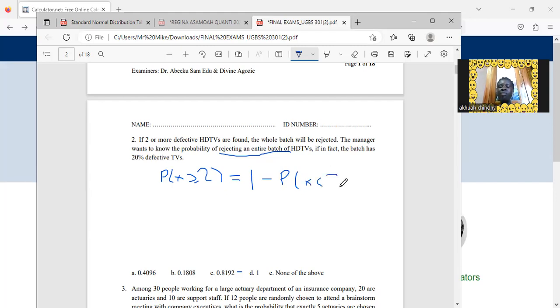The reason why we didn't bring less than or equal to is because the question says 2 or more. So it means greater than or equal to that. 2 is part of the rejection, right? But we are looking for things that will not give us a rejection. That's less than 2. If it is less than 2, there will be no rejection. But we are looking for there being a rejection, that's 2 or more. So after finding this probability, subtract from 1 and we get this. So how do we find this probability?